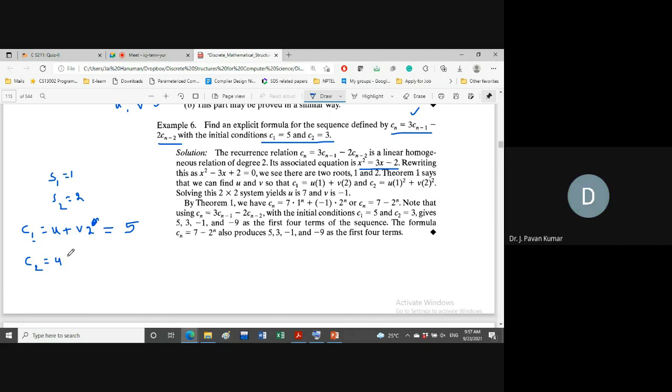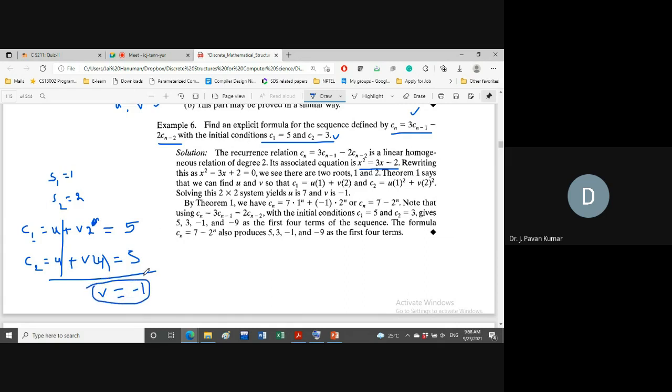Next, C2 is equal to u into 1 square plus v into 2 square, which is nothing but v into 4, is equal to, what's the value of C2 given? 3. So if you solve these two, what values will we be getting? Just by subtracting, what will we be getting? Here we will be getting minus 2v and here 2. So v is equal to minus 1.